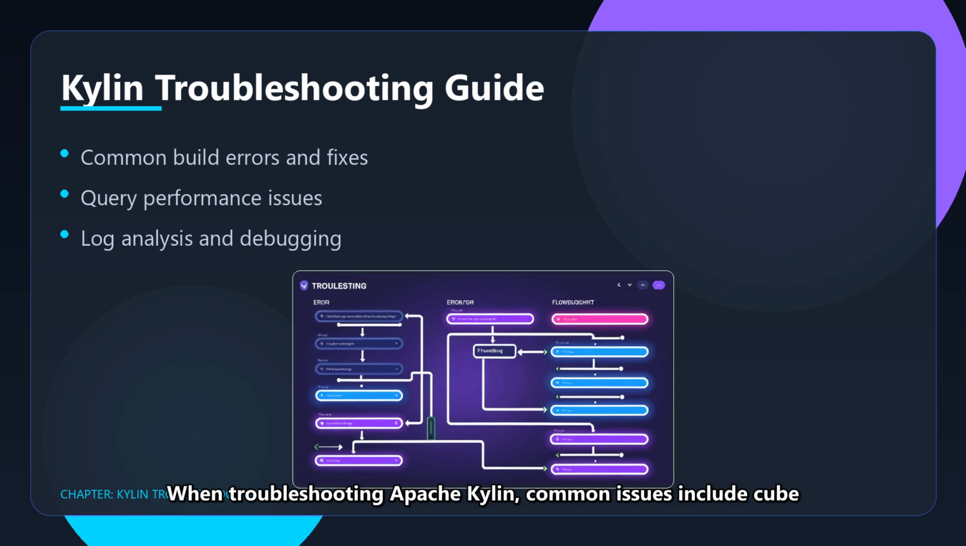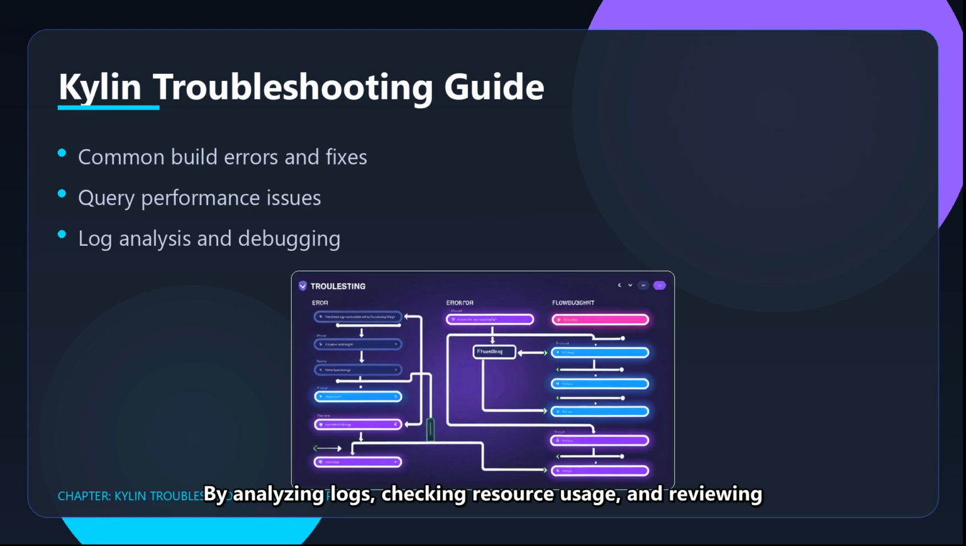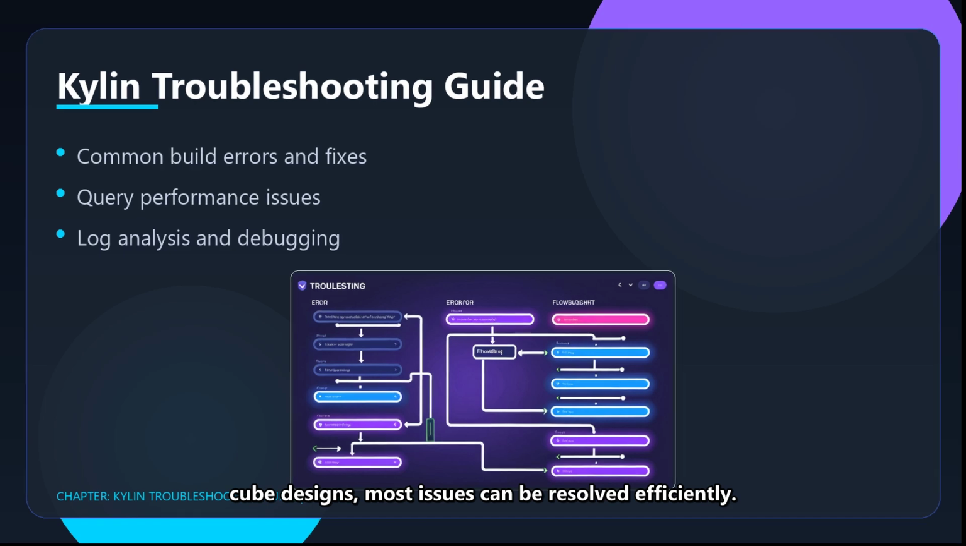When troubleshooting Apache Kylin, common issues include cube build errors, slow query performance, and configuration problems. By analyzing logs, checking resource usage, and reviewing cube designs, most issues can be resolved efficiently.